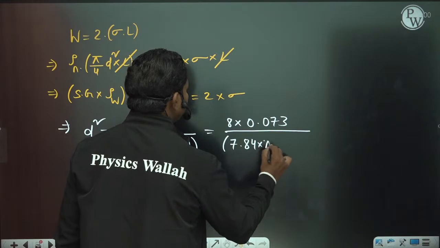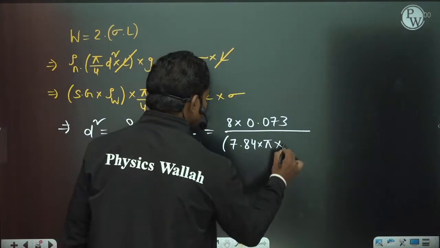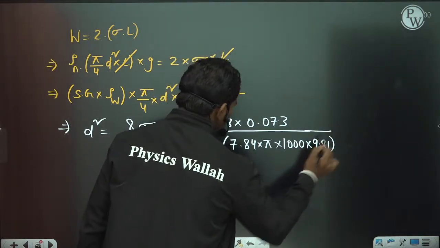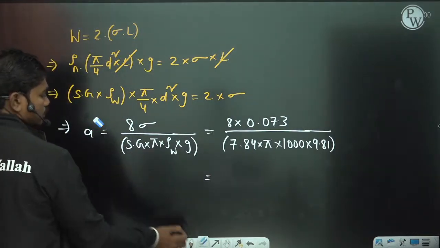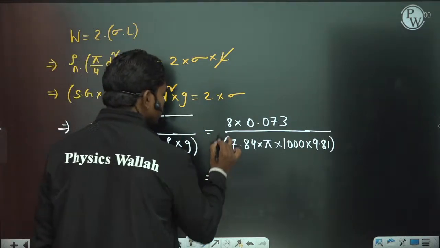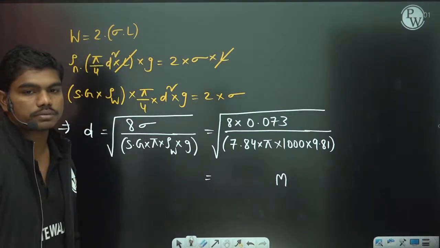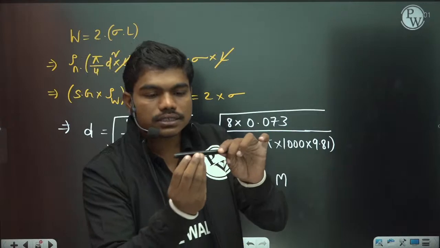7.84 into pi into density of water is how much? They have taken 1009.81. So, 1009.81 square meters. Okay, so if you want the d value, d is nothing but the square root of this complete value, and the answer is going to be in meters because everything we have substituted in SI units.